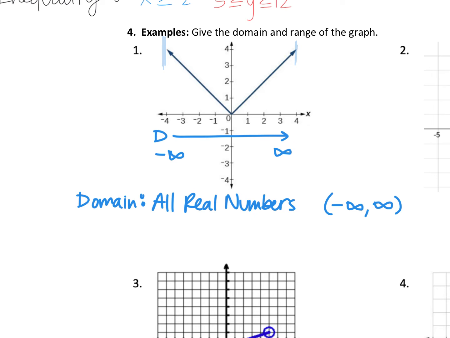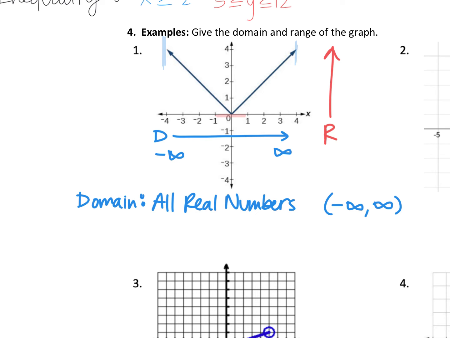Okay, and now let's look at our range. Okay, the range is the y value. So my range, I'll do an R. Range goes from, we look lowest to highest. And we're going to highlight here where it starts and stops. So it looks like my y values start here. And then they go up. It doesn't actually stop there, but.